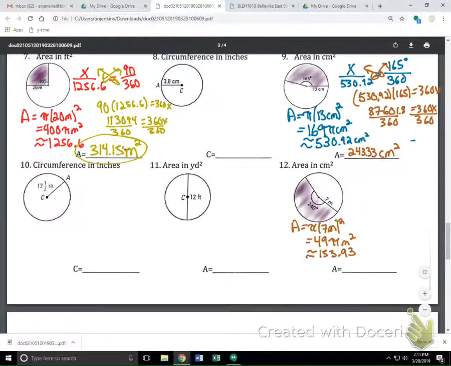Okay, so let's go to the rest of this. You have x over your total area, which is what we just found. 153.93 equals the shaded angle, which is that 240, over the total, 360. Cross multiply. We have 360x equals 153.93 times 240. So if you're going to solve the right-hand side of this, what are you going to get?